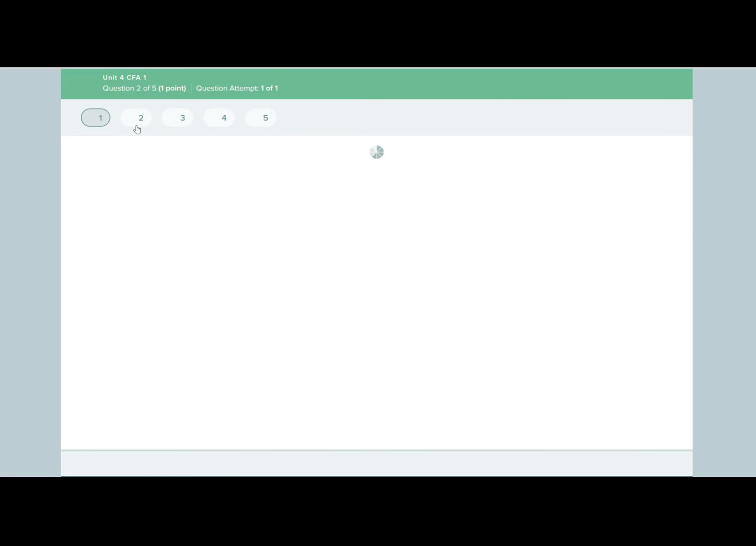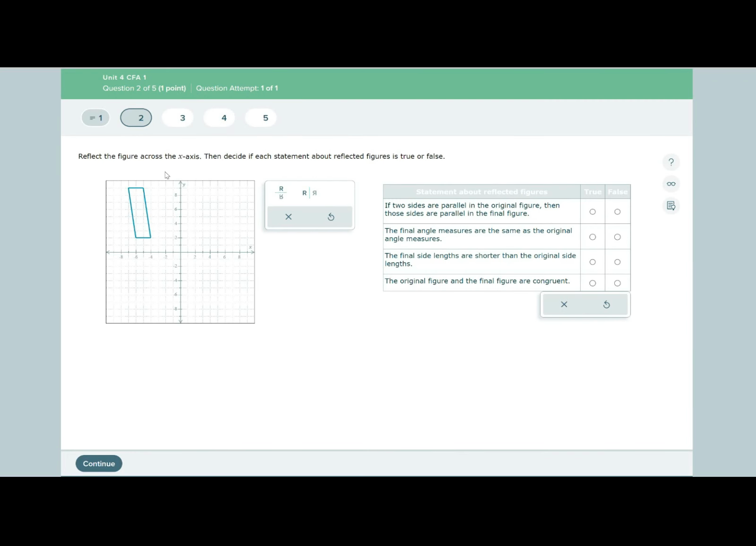Alright, problem 2. Reflect the figure across the x-axis, then decide if each statement about reflected figures is true or false. So you have 2 options here. The horizontal line is the line going sideways, which is the x-axis. The line going up and down is the y-axis. In this case, they say reflect across the x-axis. You're going to click on the first option, reflects across the x-axis. So they do the reflection for you.